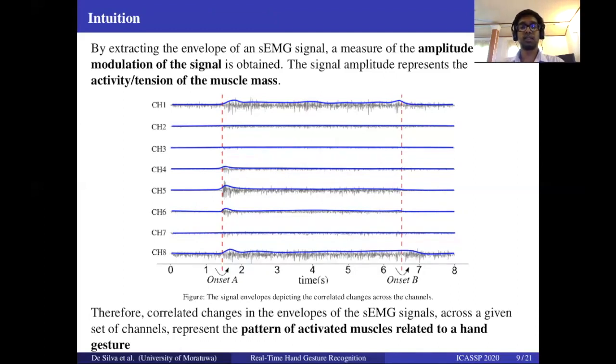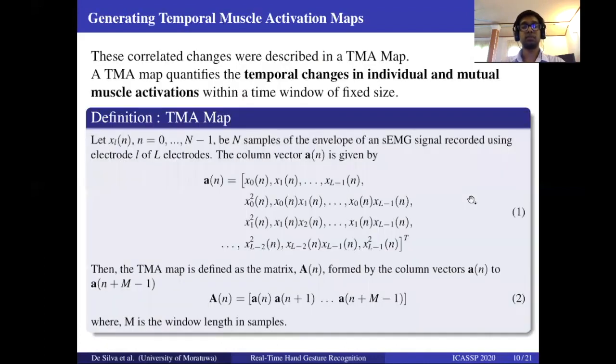The blue lines in the figure represent the envelopes of the signal that you saw in the earlier slide. Therefore, the correlated changes in the envelopes of the sEMG signals across a given set of channels represent the pattern of activated muscles related to a hand gesture. This is an important observation in our work.